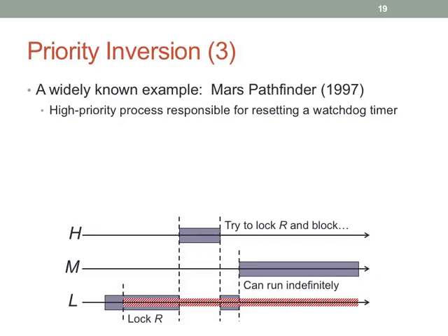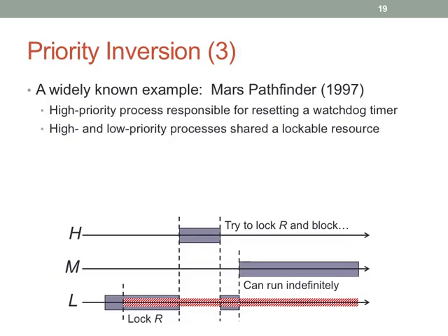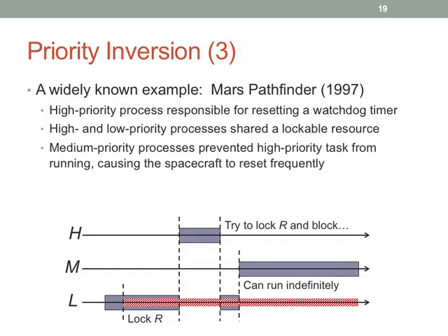High priority process responsible for resetting a watchdog. There was a low priority process. I can't remember what it was doing, but it happened to share a lock with the high priority process. Okay? So that was the problem. The low priority process could lock something and prevent the high priority process from acquiring the lock.